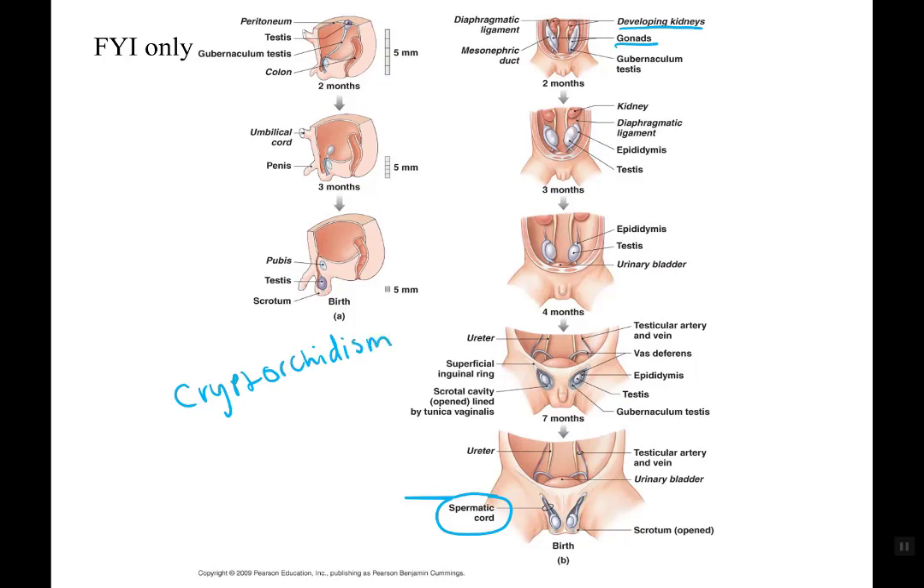So crypt means hidden, and orchid is not a flower. It actually means testis. So the term orchid to describe a plant was borrowed from the Latin term for testis. There's a little bit of etymology for you. So cryptorchidism is the phenomenon wherein developmentally the testes fail to descend into the scrotum. And unfortunately, that often results in infertility.